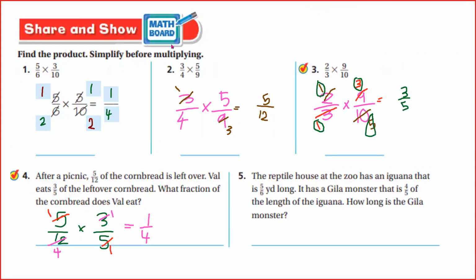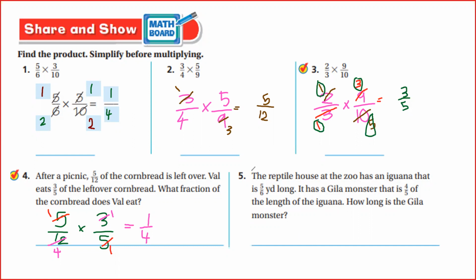The reptile house at the zoo has an iguana that is 5 over 6 yards long. It has a Gila monster that is 4 over 5 of the length of the iguana. So the length of the reptile is 5 over 6. The length of the monster is 4 over 5 of the length of the iguana. So how long is the Gila monster?